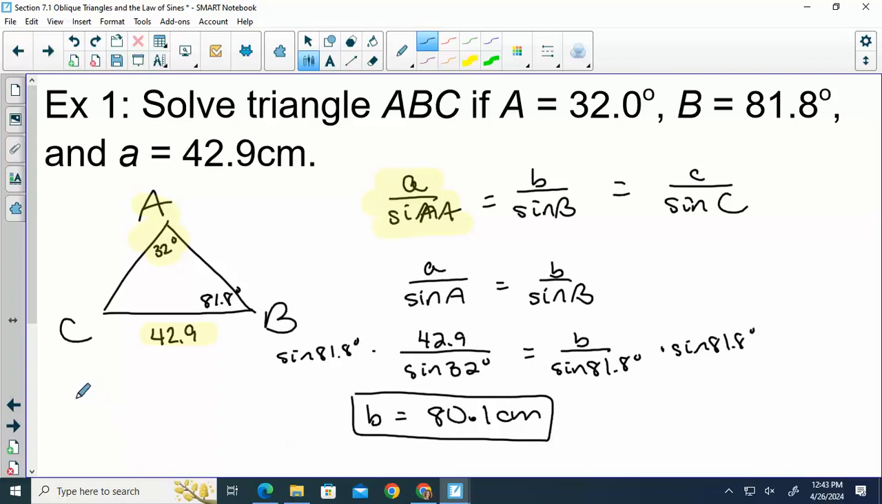We can find angle C pretty easily. How could we do that? Use the calculator. In a triangle, all the angles add up to 180, so you could do 180 minus the two angles we have. 66.2.